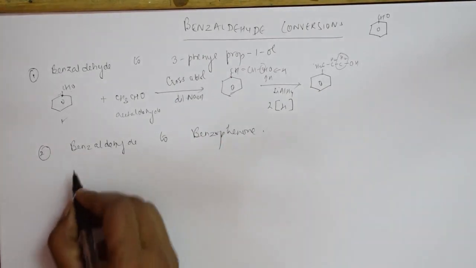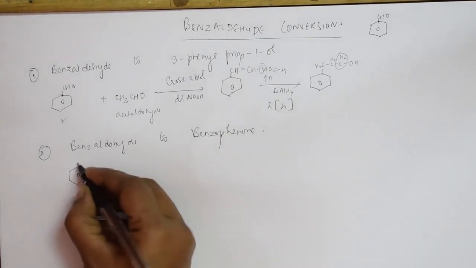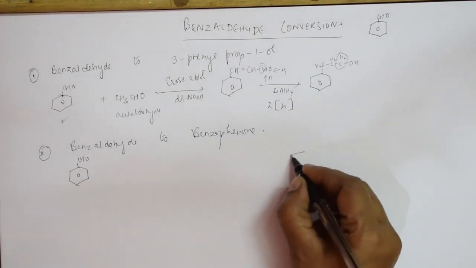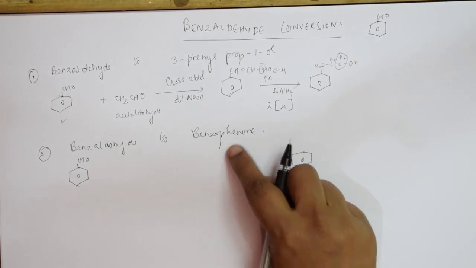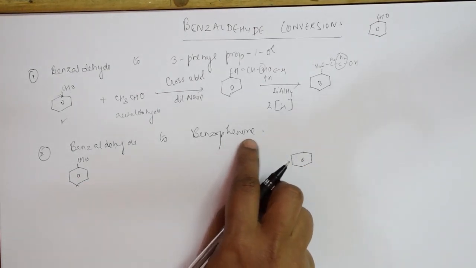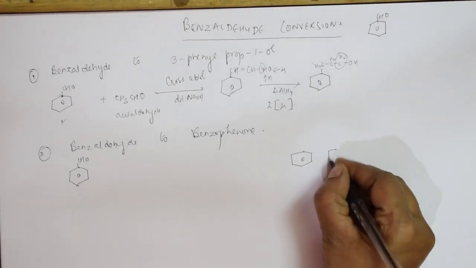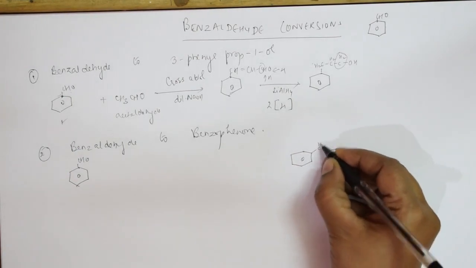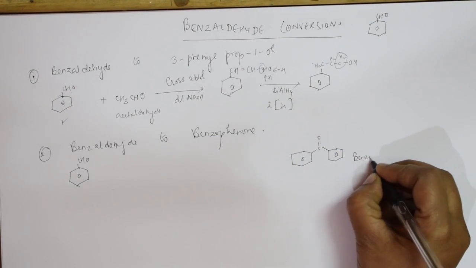Let's see. So benzaldehyde, what is this? I have CHO. Done. Now what is benzophenone? This is your benzene ring, and after that you need to prepare benzophenone. That means there are two rings, along with oxygen present in the center. Benzophenone: this is one ring, this is also one ring, and then C double bond O. This is benzophenone.